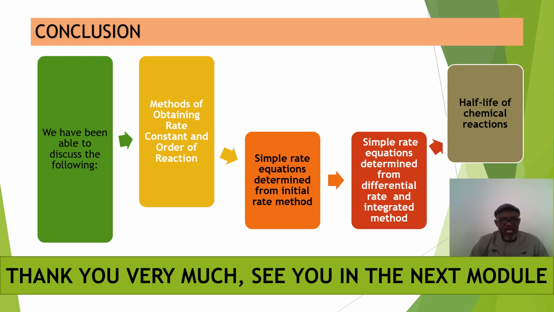We were able to look at methods of obtaining rate constants and order of reaction using the simple rate equations determined from initial rate methods, determined from differential rate methods, and also determined from the integrated rate method. And we also looked at the half-life for the zero, first, and second order reactions.